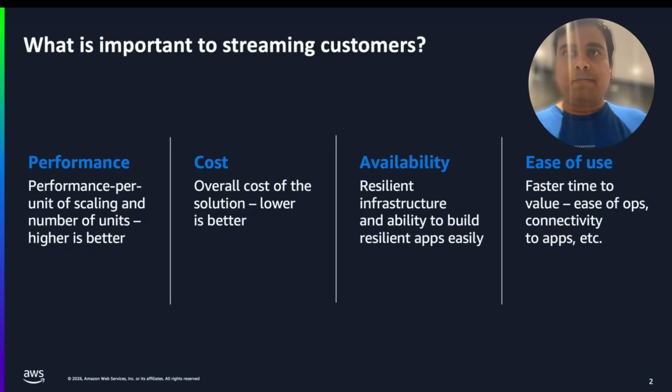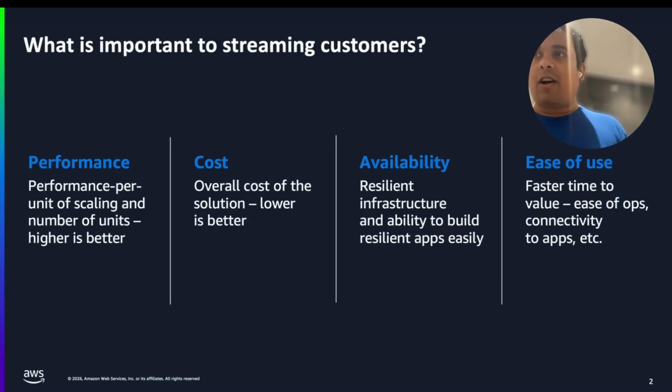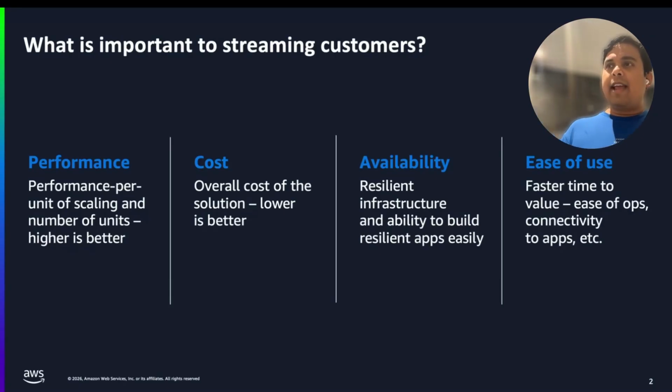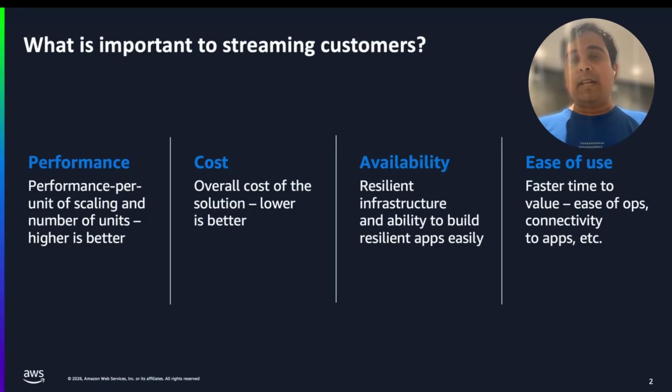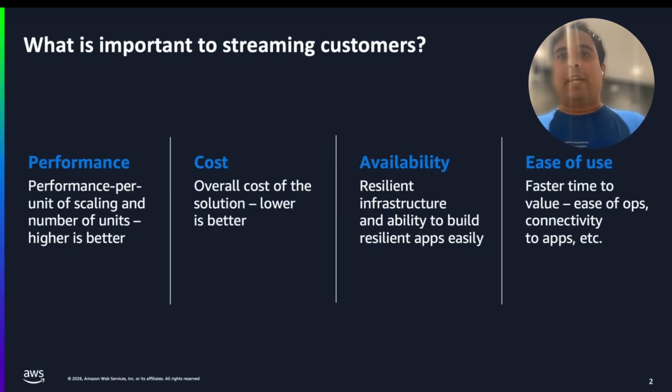Second is the cost. This one is straightforward, of course. Customers want the lowest overall cost for the streaming solution. They're looking at the total cost of ownership, not just the unit price, and every dollar saved matters at scale. Third is availability. Streaming workloads are often mission critical, so customers need a resilient infrastructure out of the box. And more importantly, they need the ability to easily build resilient applications on top of it without having to become a distributed system expert themselves.